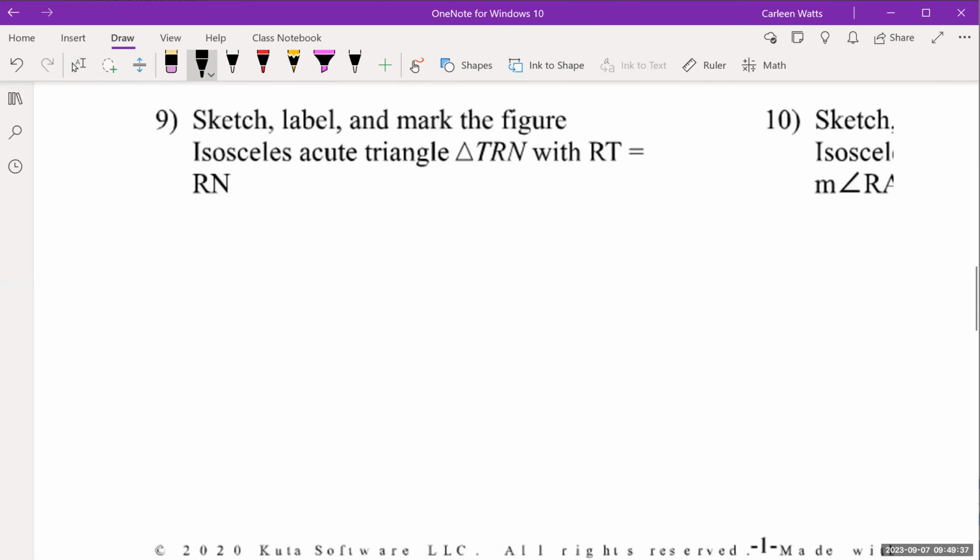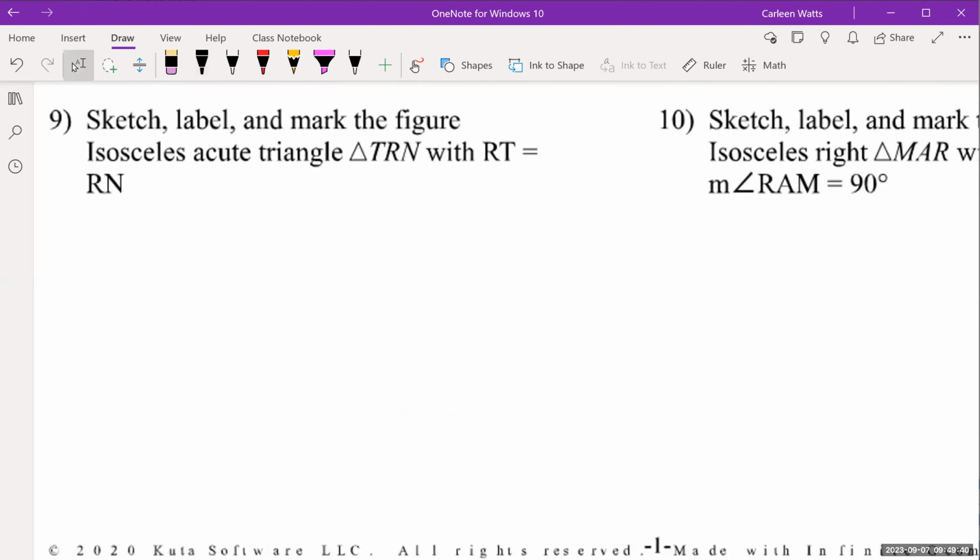Okay, number 9. So, isosceles acute. Isosceles acute, and RT is equal to RN. And this is not something you can type into the chat unless you were going to annotate. So here is isosceles acute. See how isosceles kind of looks like sausage man? Looks like legs. Isosceles. Okay, RT is equal to RN.